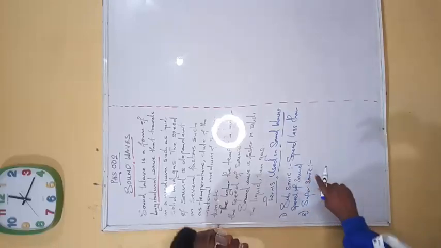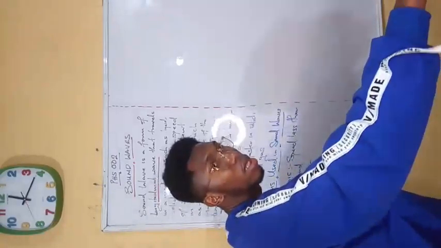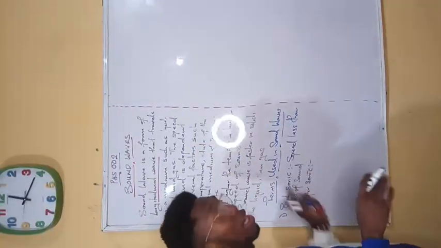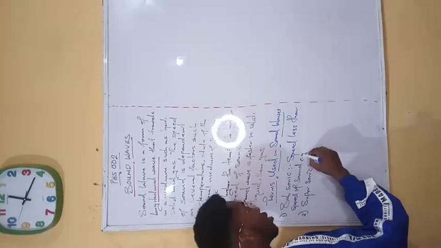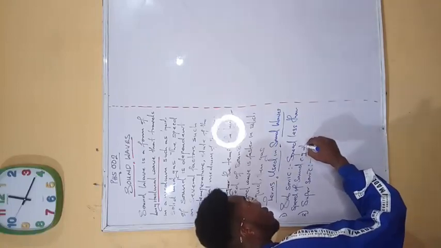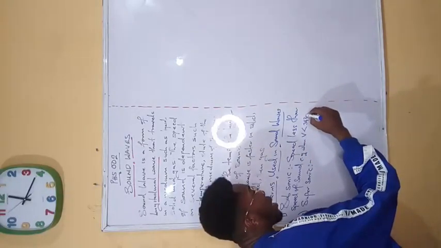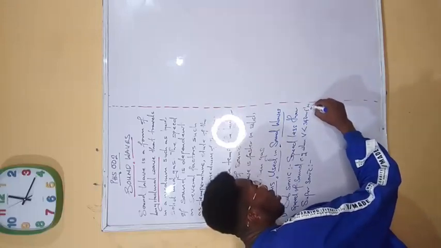So anything moving less than that speed is said to be what? Subsonic. So you can say, for example, when v is less than what? 343 meters per second in what? Air. Then you see that that is subsonic.